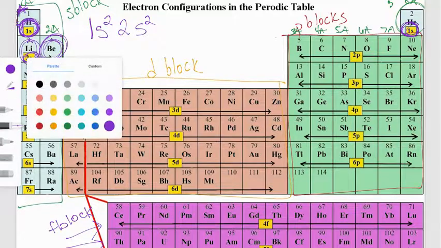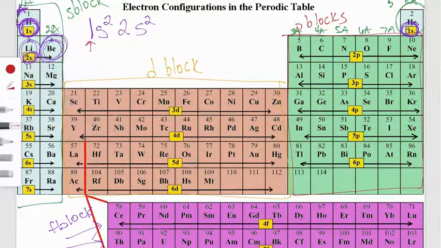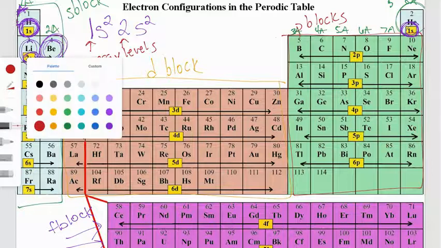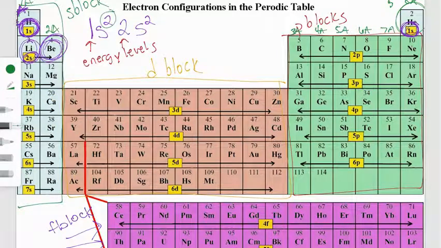To break it down, these numbers right here are your energy level. And then the S's are the shape. And these numbers up here are your electrons.